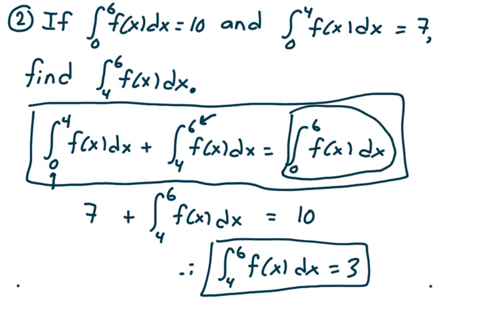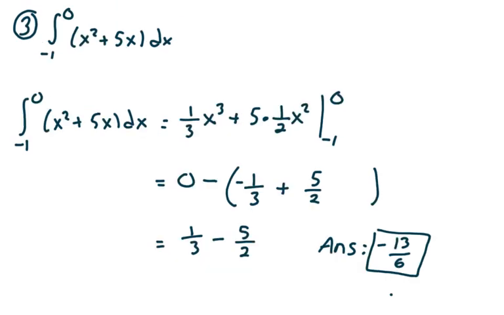Now, we are given that the integral from 0 to 4 of f of x dx is 7. We don't know the integral from 4 to 6 of f of x dx. But we do know the integral from 0 to 6 of f of x dx is 10. And if I solve, I get the integral from 4 to 6 of f of x dx is equal to 3. Number 2. On number 3, we have the integral from negative 1 to 0 of x squared plus 5x dx.